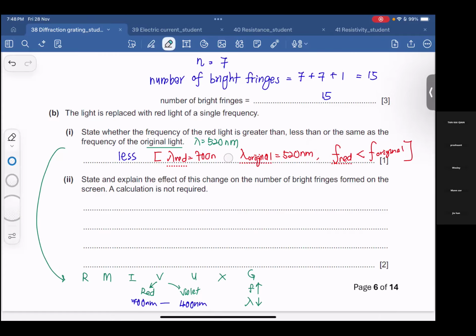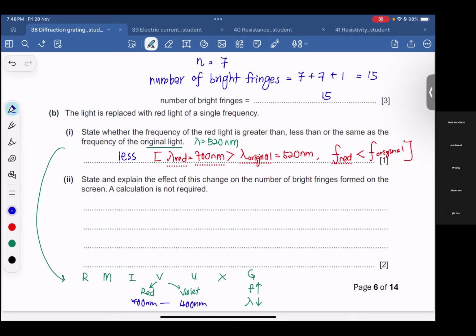Okay, so this wavelength actually is greater than the original wavelength. If you are using red color, then the frequency will be smaller. Okay, a smaller frequency. Is that clear for this part? For visible light, the wavelength you have to know is 400 nanometer to 700 nanometer. Any question?